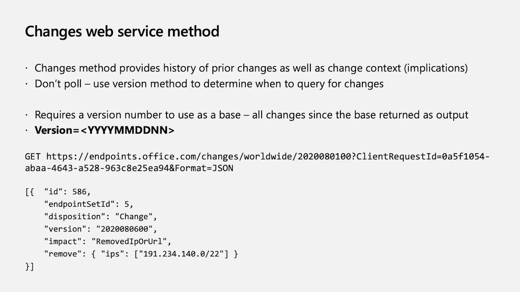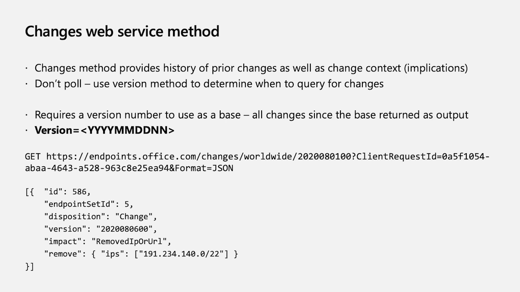And the last method to highlight is the changes web service. And this is used to actually get change history from a particular version up to current. So you essentially pass in a prior version. That's the base version number. And we provide an array of changes that have occurred.